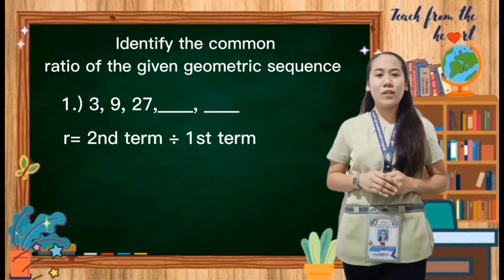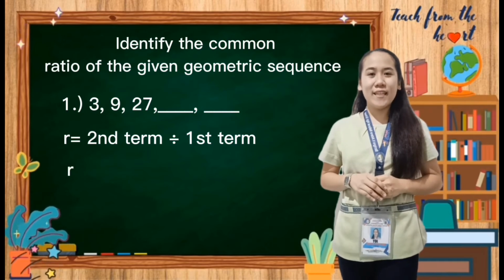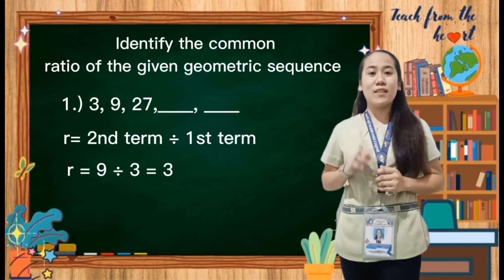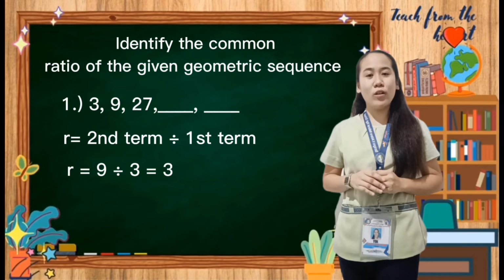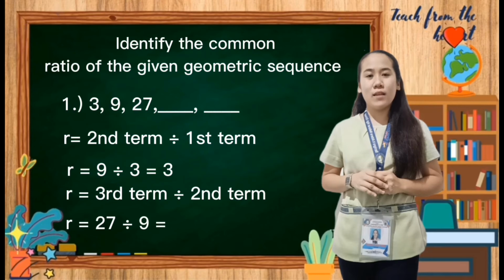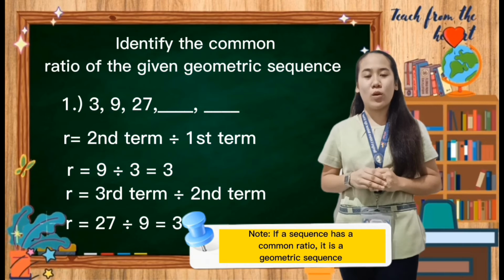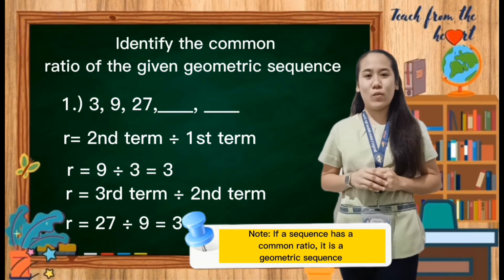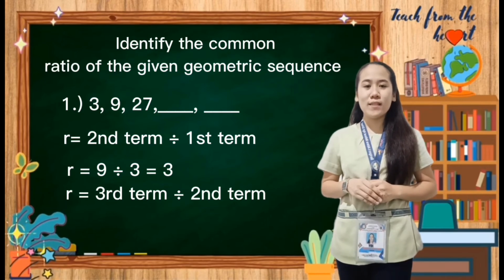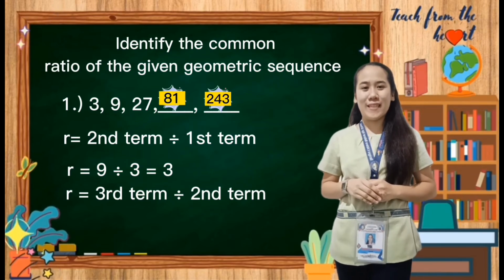divide the second term by the first term. So let us divide 9 by 3. 9 divided by 3 is equal to 3. That is the common ratio. Next, we can also divide the third term by the second term, or 27 divided by 9, which is equal to 3. If a sequence has the same common ratio, it is called a geometric sequence. So the next two terms in the sequence 3, 9, 27 are 81 and 243.